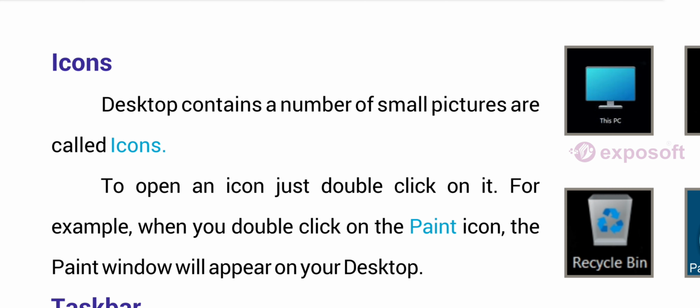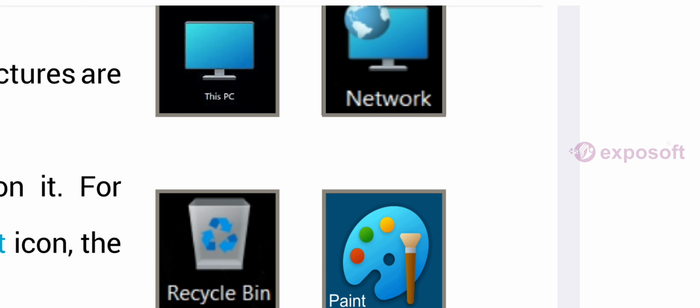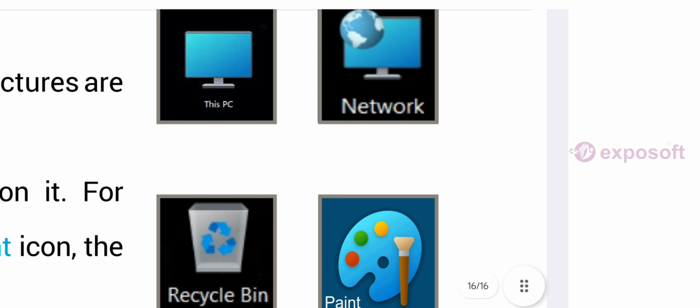Icons. Desktop contains a number of small pictures called icons. For example, this PC, network, recycle bin, paint, etc. are some icons. To open an icon, just double click on it. For example, when you want to open paint, just double click on the paint icon, then the paint window will appear on your desktop. Taskbar.